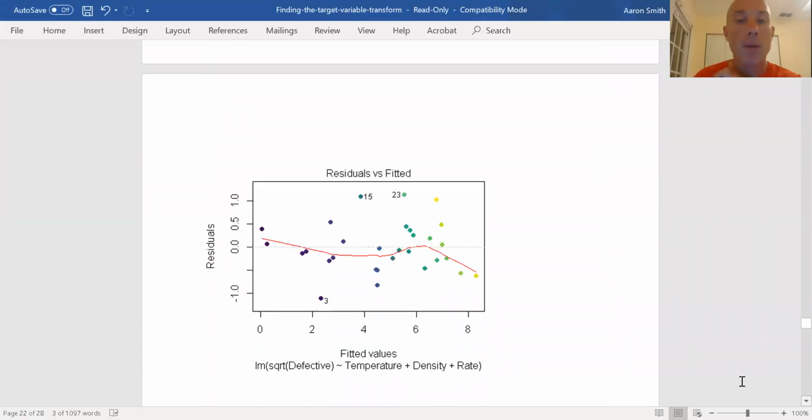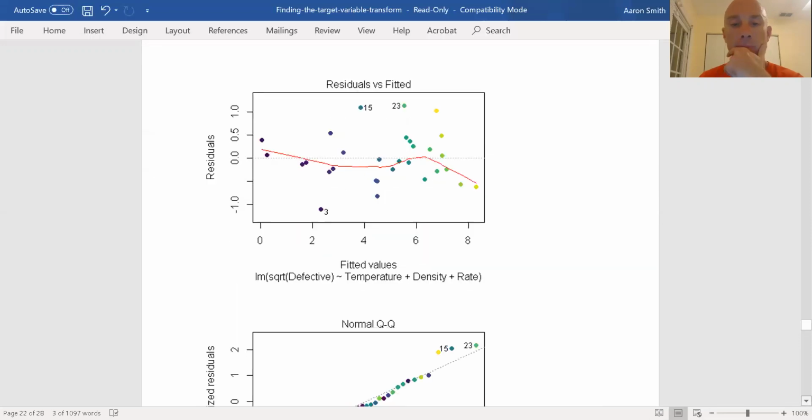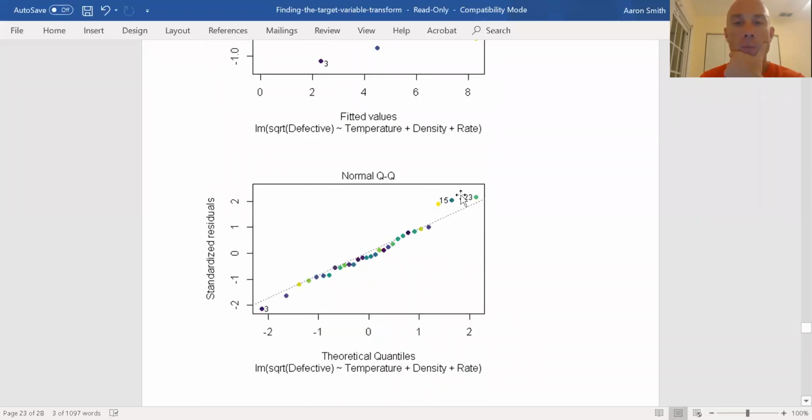All right. So here, remember that this line is going to find a pattern. This line will always find a pattern. If it looks like it's just a scribble, usually you don't have to worry about it. But if I see like a smiley face or a frowny face, something like that, there's a problem. Ooh, these points are kind of poking out. Might want to investigate those further. 15 and 23 and 3.